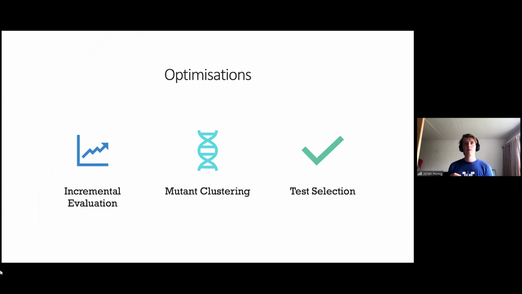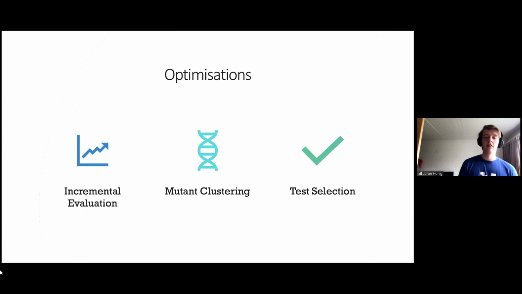And this will allow you to achieve the same benefit of only having to evaluate fewer mutants, but it will be more accurate than just taking a random sample of all the mutants.